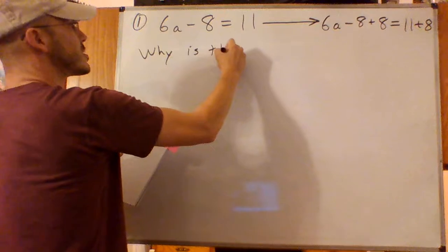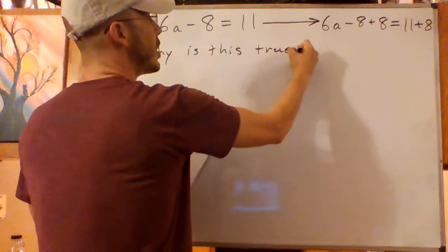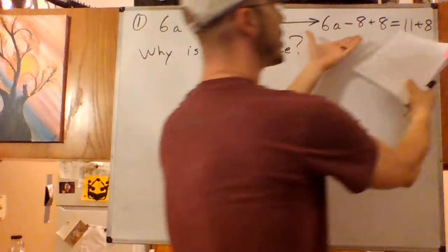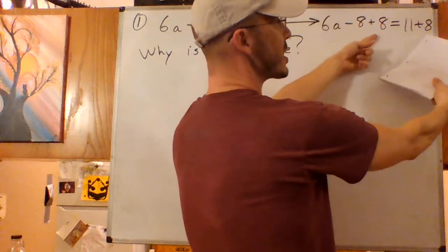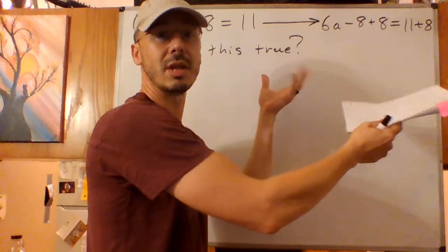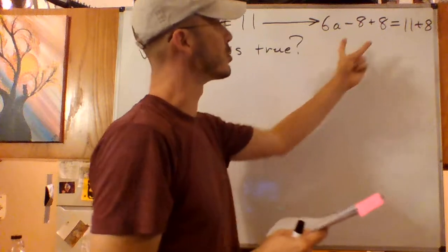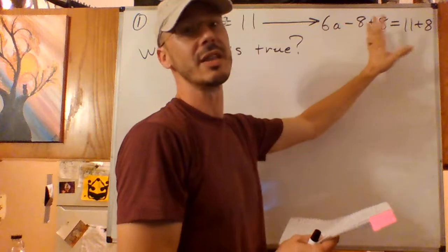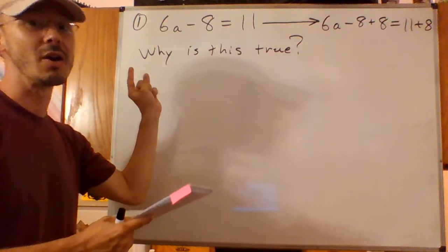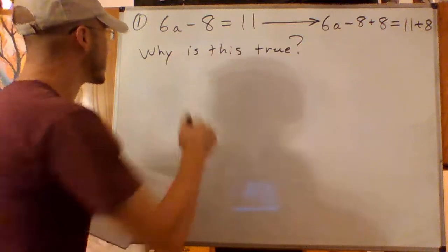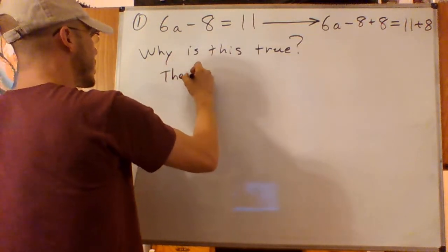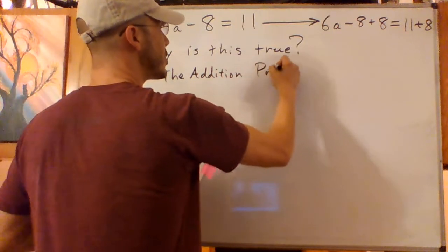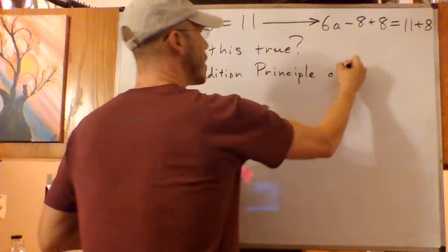Why is this true? And what's happened here is with the 6a minus 8 equals 11, I've added 8 to both sides of the equation, and that keeps it balanced, has the same solution. But the reason would be so that I can cancel that 8. Getting me one step closer to isolating the variable. That's not what this problem is, though. They say, why is this true? And the answer is the addition principle of equality.